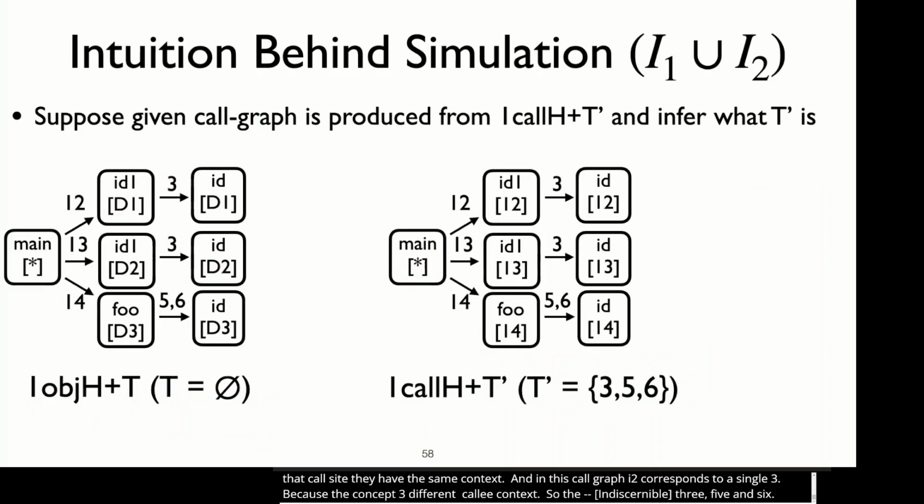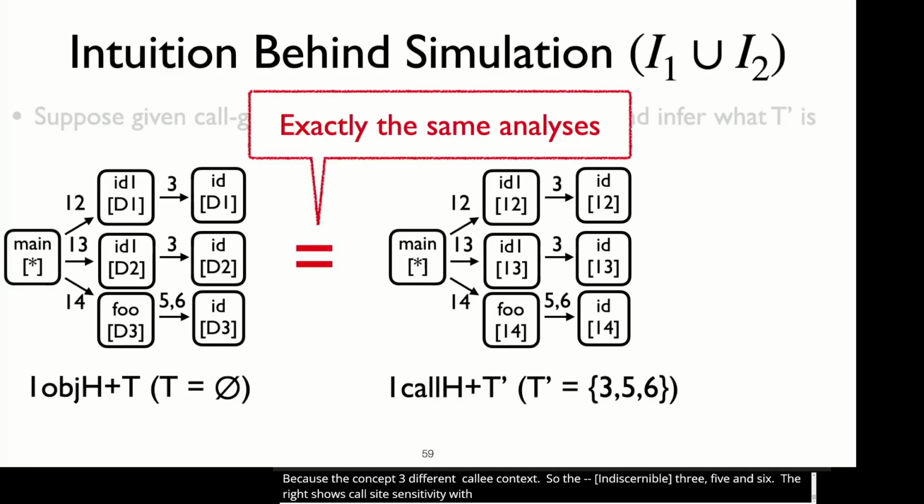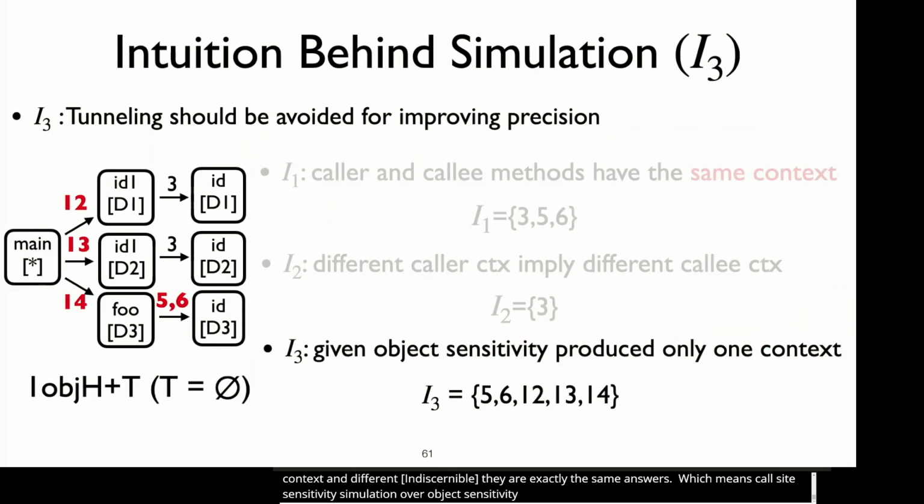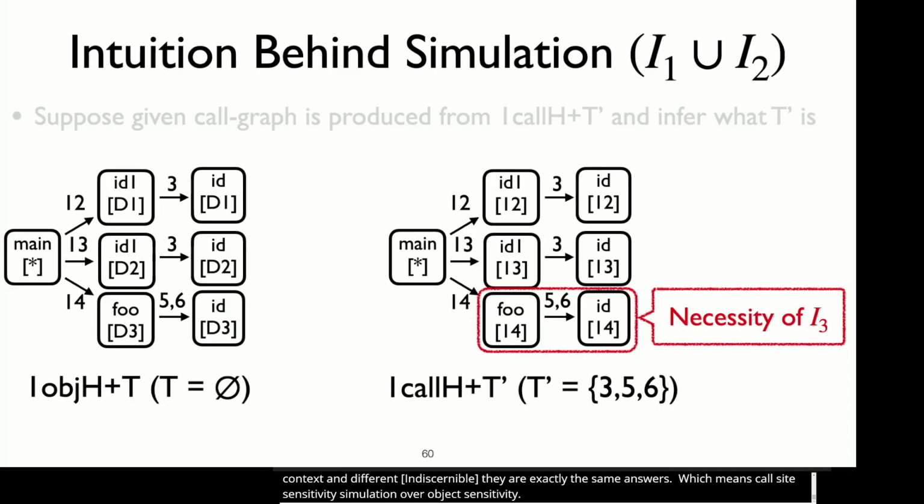The right one shows the call graph of one call site sensitivity with the tunneling abstraction T'. And surprisingly, though they use different contexts and different tunneling abstractions, they are exactly the same analysis, which means call site sensitivity simulated the given object sensitivity. However, as it blindly simulated the given object sensitivity, it loses precision at call sites 5 and 6. If we avoid context tunneling at those call sites, call site sensitivity would produce a more precise call graph. That's the necessity of I3.